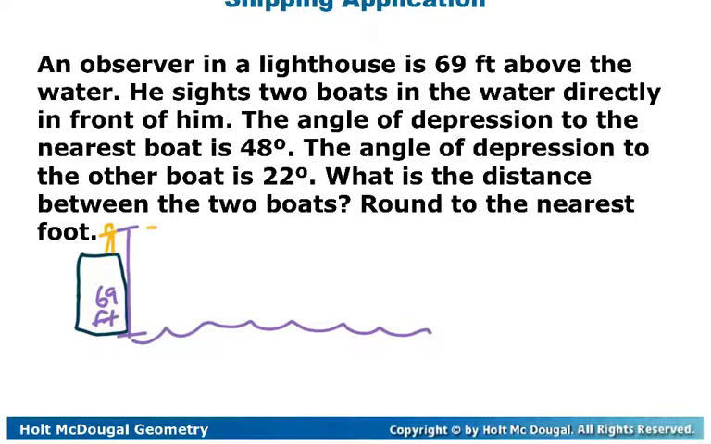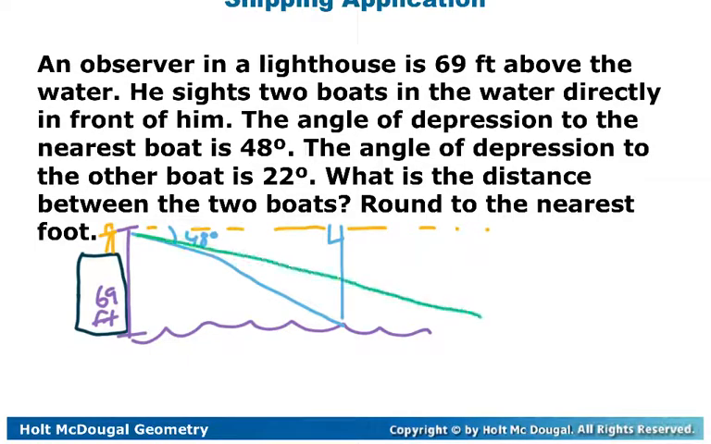He sights two boats. So we've got our horizon line, and the angle of depression to the nearest boat is 48 degrees. And then the angle of depression to the further boat is 22 degrees. So we'll just draw our little boats here.